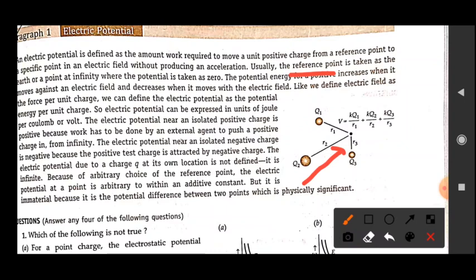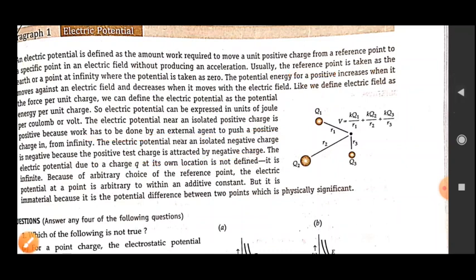Electric potential near an isolated positive charge is positive, because work has to be done by the external agent to push a positive charge. You can note this line here, that is very important. Next, the electric potential near an isolated negative charge is negative because the positive charge is attracted by the negative charge. So this case defines the electric potential very well. You can keep this case study safe and understand it later.